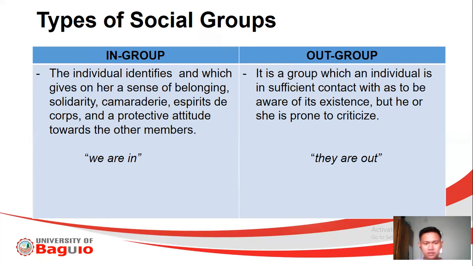Alam mo, yan nga, sabi ko, example ko, we are in. So, ibig sabihin, you know to yourself that you represent everyone. So, therefore, para yang one for all, all for one. Okay? So, every member of the in-group is well aware that they need to create a good image not only for their own self, but for the whole group as well. So, parang family yan.